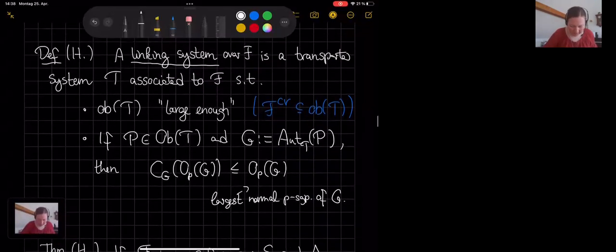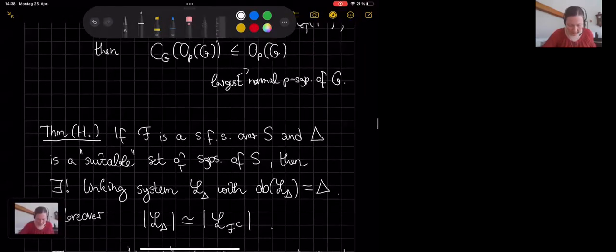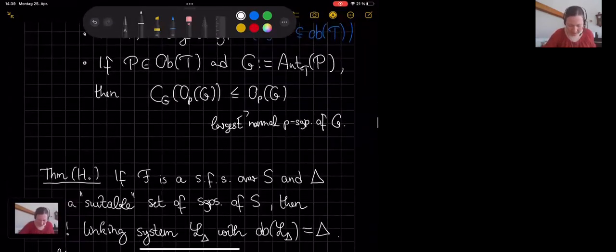Okay, and since this is such an important concept in finite group theory, this also gave me the idea that this is probably the right thing to look at if one wants to define linking systems. Or at least many things go right if one does it this way. Let's put it like that.